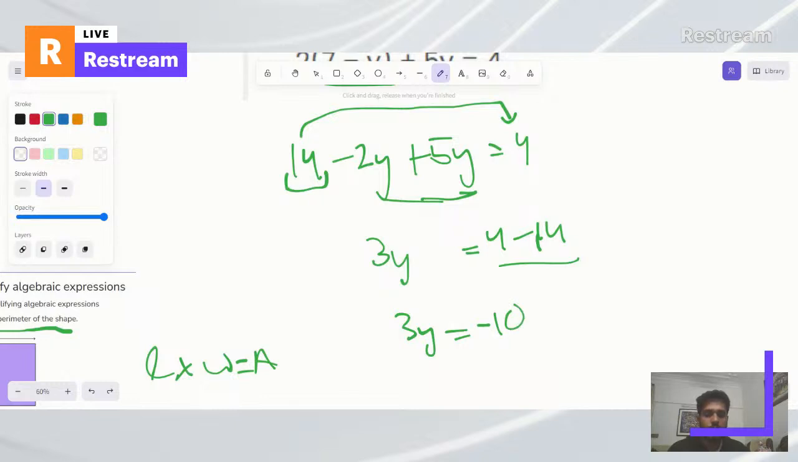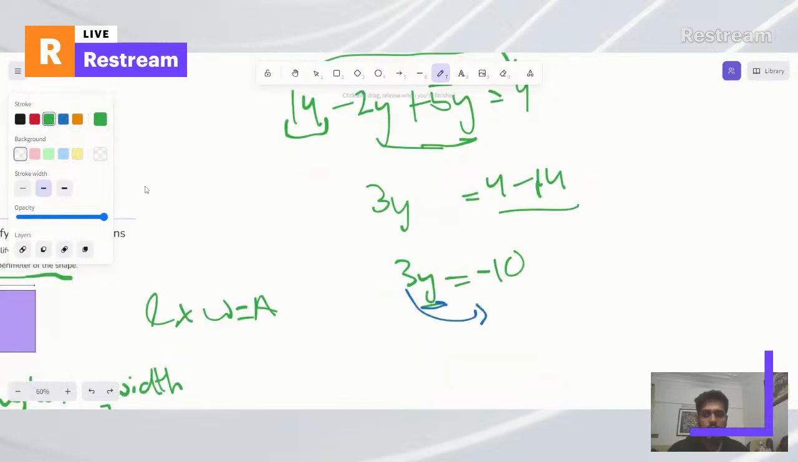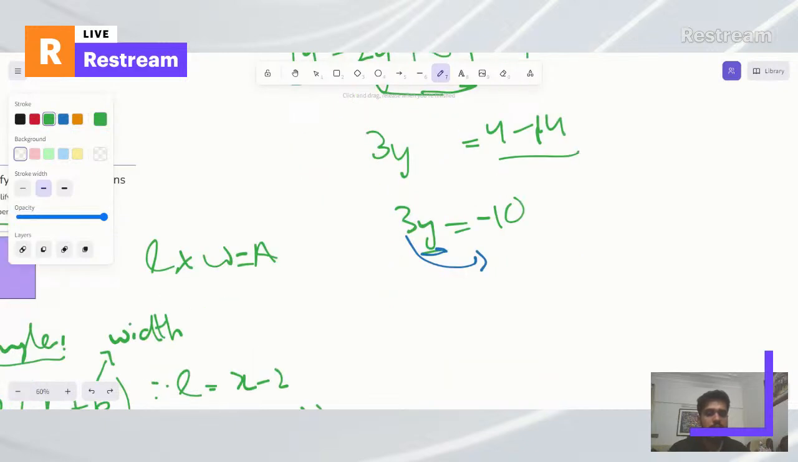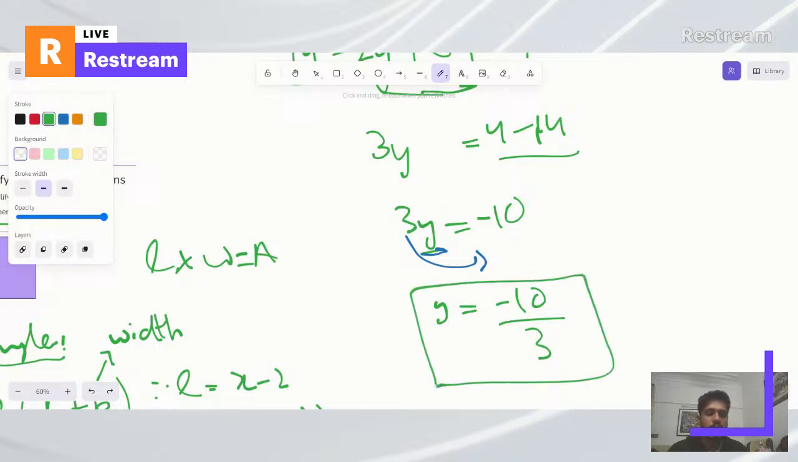Now we have to make y the subject. In order to make y the subject, we're going to have to make 3 move. How can we make 3 move? Because it's in multiply right now, it's going to go into divide when we move it to the other side. So it's going to become negative 10 divided by 3. So that's going to be our final answer. So this negative 10 divided by 3 is the value of y. Do you understand this? So this is how we solve a normal equation, right?